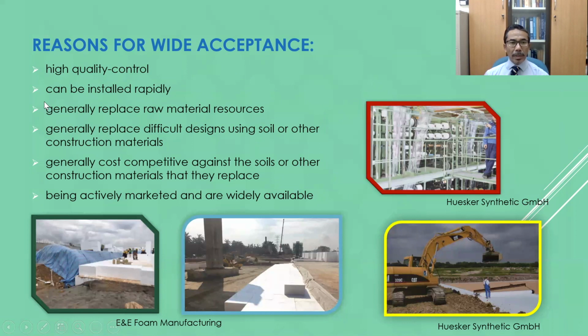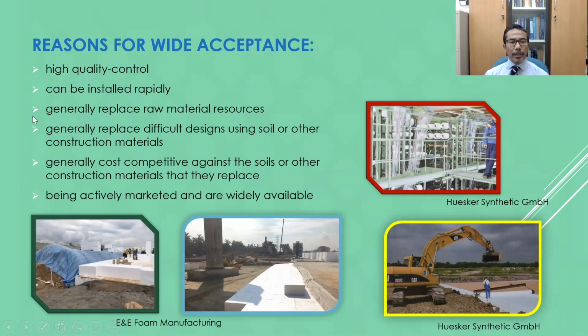Reason number two, geosynthetic materials can be installed rapidly. Since geosynthetic materials are produced in a factory, such as shown in this photo, normally the products are in the form of sheets and rolls. So those products can be transported to site easily and can be installed quite rapidly. This photo shows the process of installation of geosynthetic materials using this excavator.